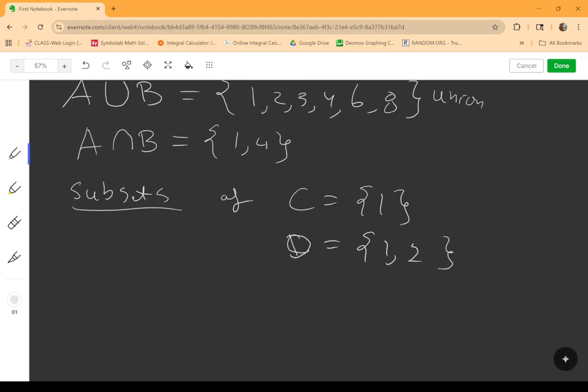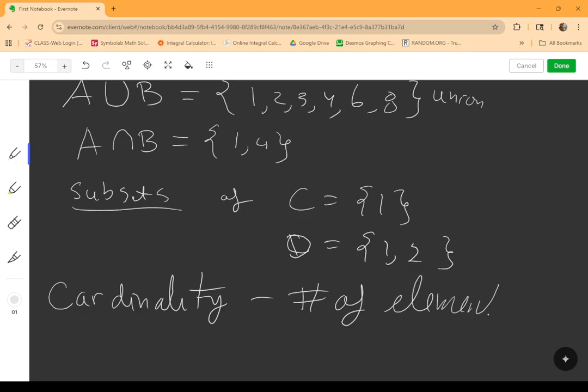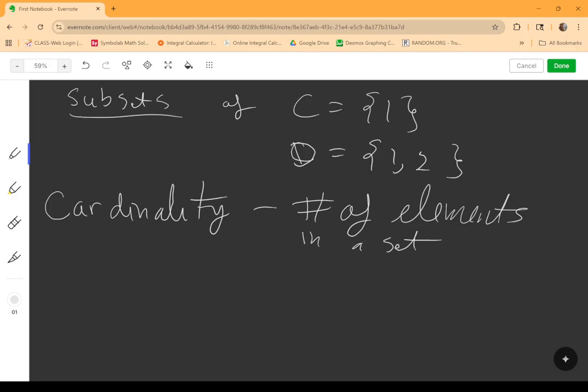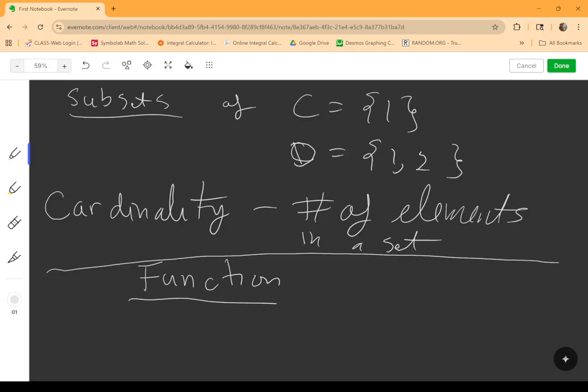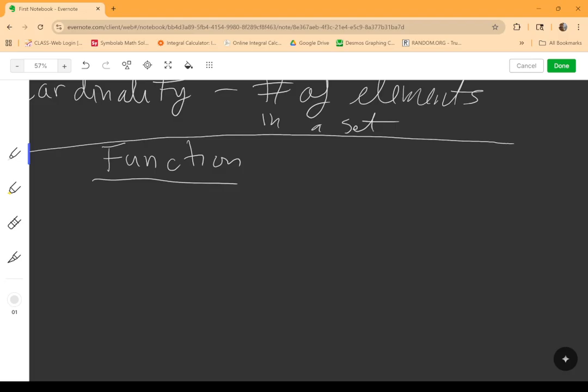One other thing about sets is a term we call cardinality, which is essentially the number of elements in a set. Now, building from these sets, sometimes we want to match numbers from one set to another. One way we can do that is via another discrete structure known as a function. A function is a rule, in the most general terms, where each input has exactly one output.